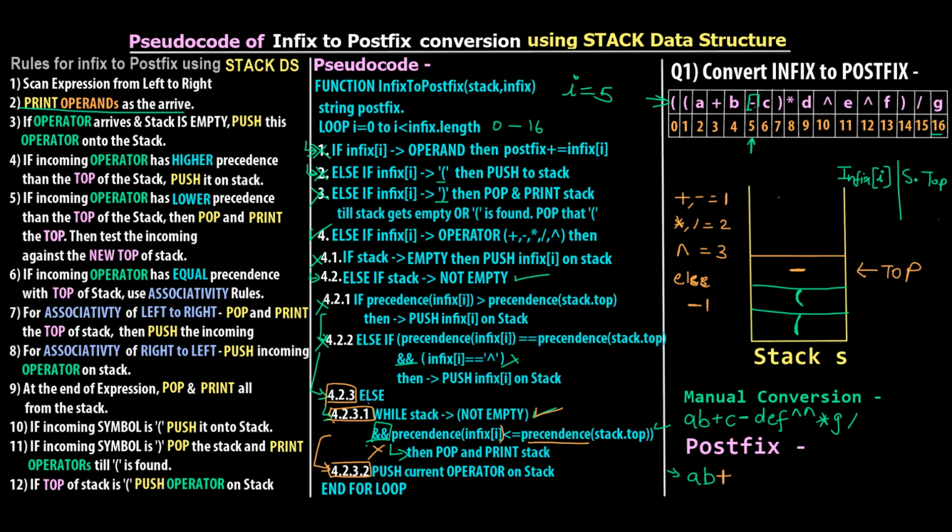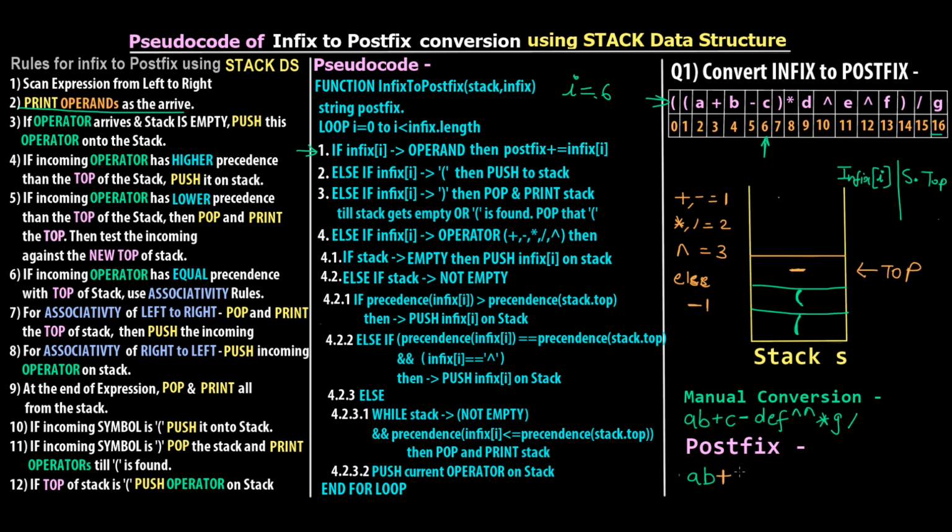We will come outside this else block. We will come outside the 4.2 block. We will come outside the 4 and we will actually go to the end of the loop because we pretty much done all the instructions inside this step number 4, inside 4.2 and inside 4.2.3. So we will come at the end of the for loop. We will come at the start of the for loop and now I will become 6. So I will now point at index position 6, which is an operand. So operand, by now we've understood that we just simply have to print the operand into the postfix expression, which is this condition. If infix of I is an operand, just add it to the postfix expression.